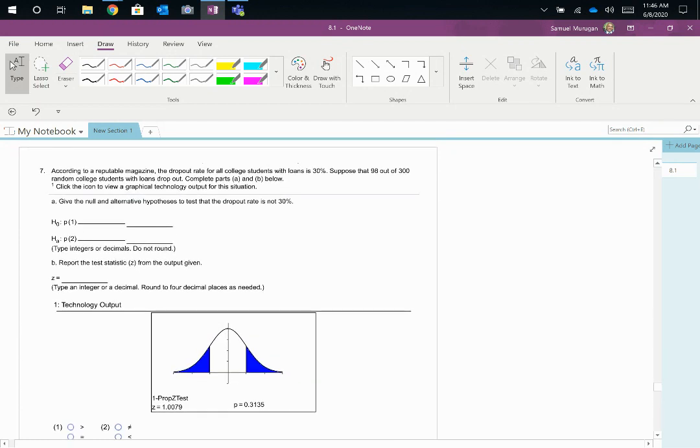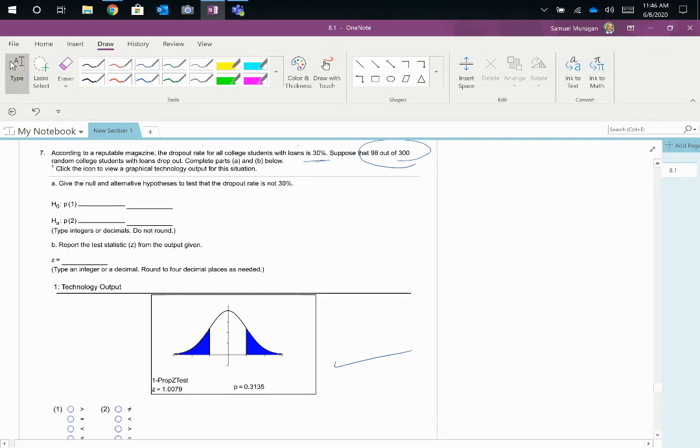All right, here we go. According to a reputable magazine, the dropout rate for all college students is 30%. Okay? Suppose that 98 out of 300 random college students with loans drop out. Complete parts A and B below. And they gave us the printout here, okay, to view the graphical technology output for the situation.